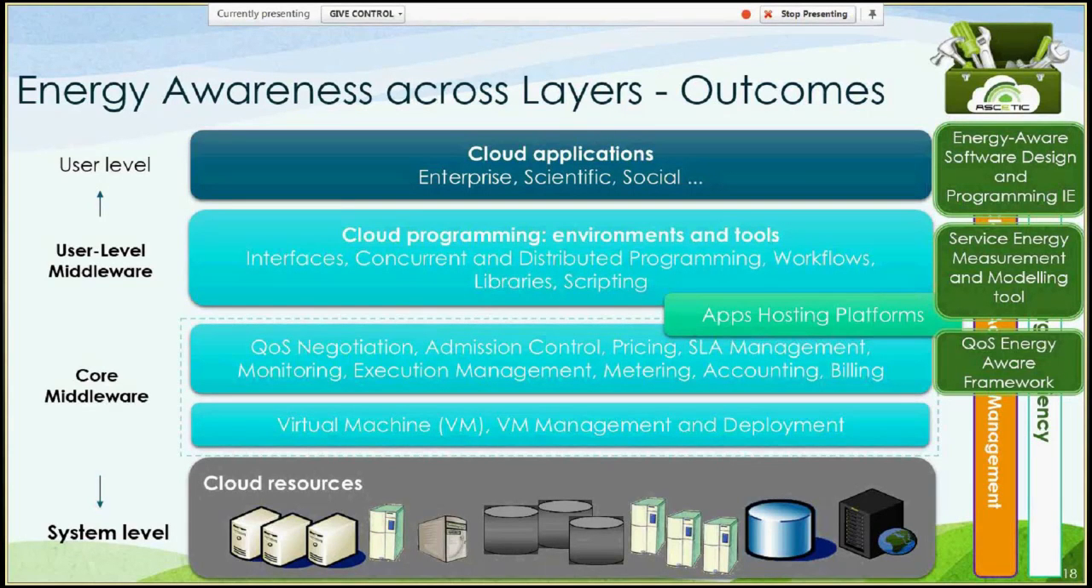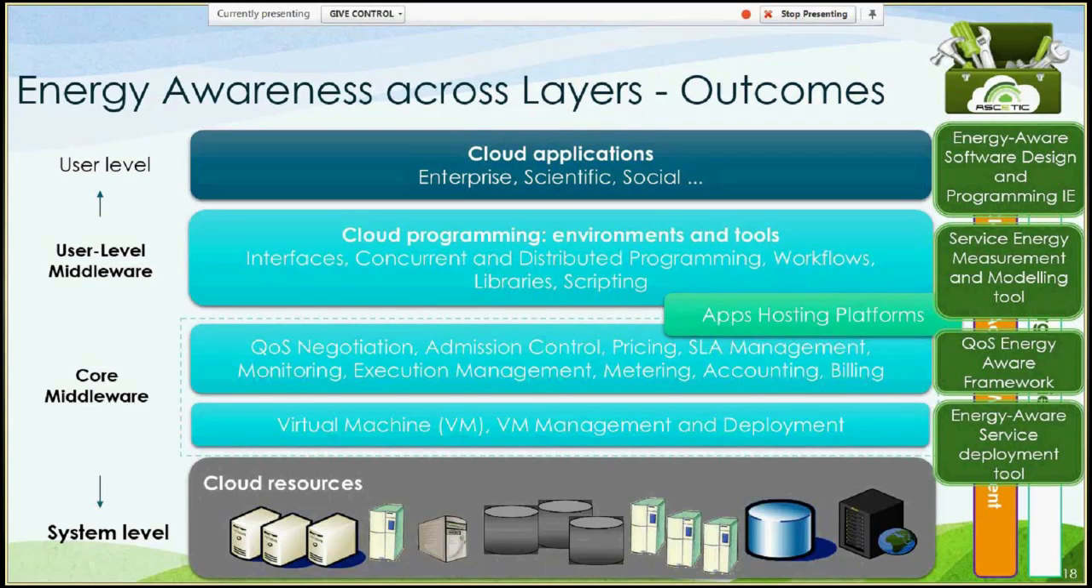and how much energy my application is actually consuming once deployed. We could look at the quality of service energy-aware framework. Again, this is a framework that says consider energy, cost and performance. How am I going to optimize all these three in order to operate my service on a cloud infrastructure?